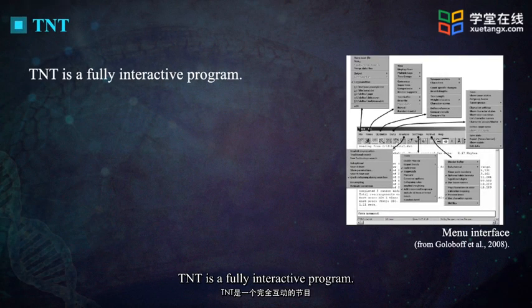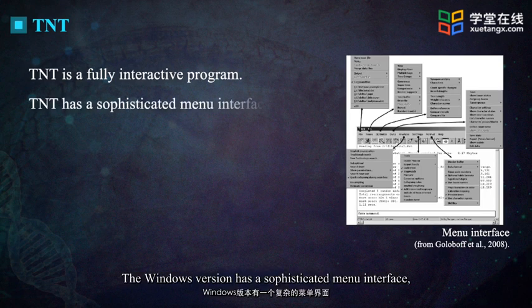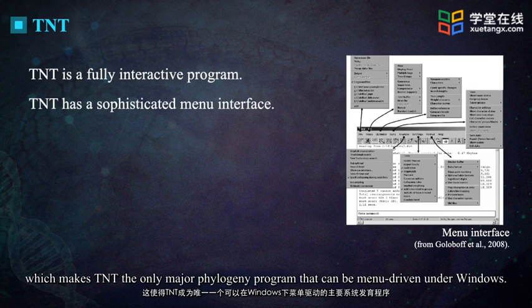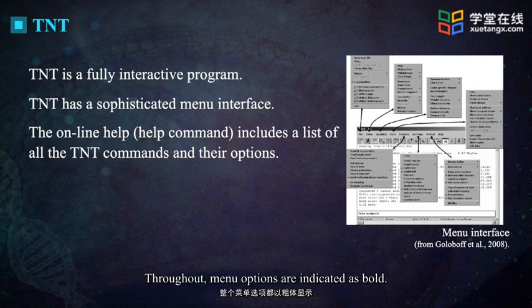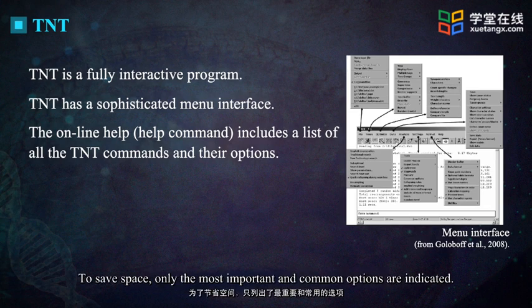TNT is a fully interactive program. The Windows version has a sophisticated menu interface, which makes TNT the only major phylogeny program that can be menu-driven under Windows. The online help command includes a list of all the TNT commands and their options. Throughout, menu options are indicated in bold. To save space, only the most important and common options are indicated.